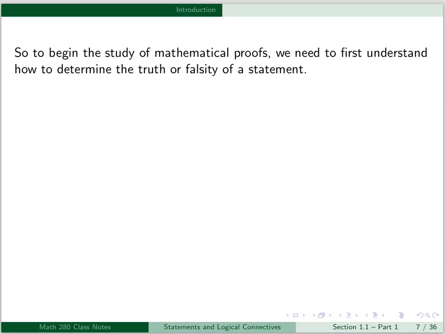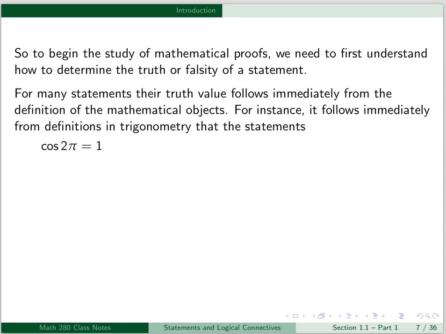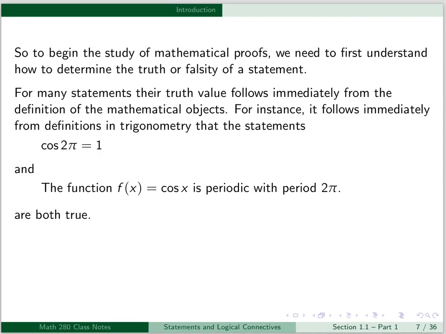So, to begin the study of mathematical proofs, we need to first understand how to determine the truth or falsity of a statement. For many statements, their truth value follows immediately from the definition of the mathematical objects. For instance, it follows immediately from definitions in trigonometry that the statements cosine of 2 pi equals 1 and the function f of x equals cosine of x is periodic with period 2 pi are both true.